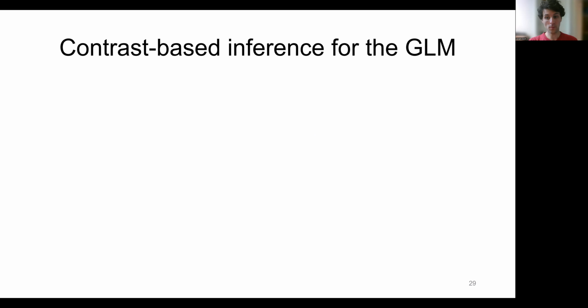So once we have estimated model parameters, we can use them for statistical inference. And the way of statistical inference I want to introduce here is contrast-based inference. There are two types of contrasts, T contrasts and F contrasts. A T contrast is specified by a contrast vector C, which has the same size as the vector of regression coefficients. So it's a P by 1 vector, where P is, for example, the number of experimental conditions, or more generally, the number of columns in the design matrix.